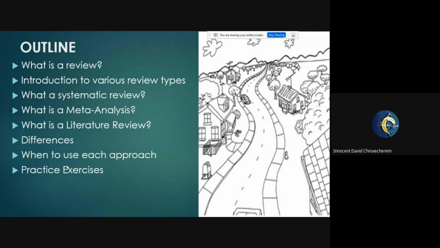Now, starting from what is a review, we are going to have a detailed understanding of what a review entails. Then we look at also what are the various types of reviews. Then we now examine what a systematic review happens to be, a meta-analysis, a detailed approach of what a meta-analysis entails, then the literature review, differences, and when to use it. So that was just a rundown of what I said previously.